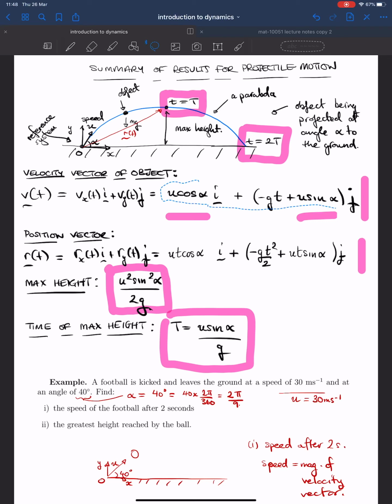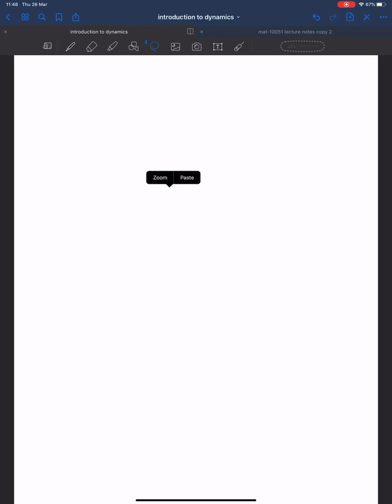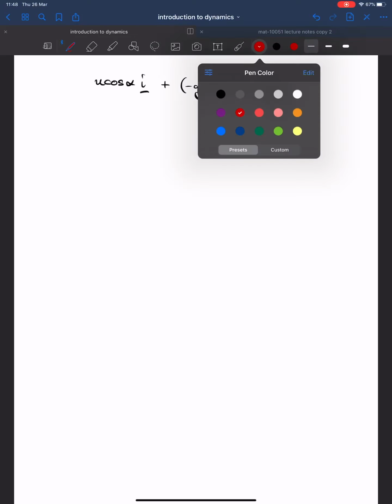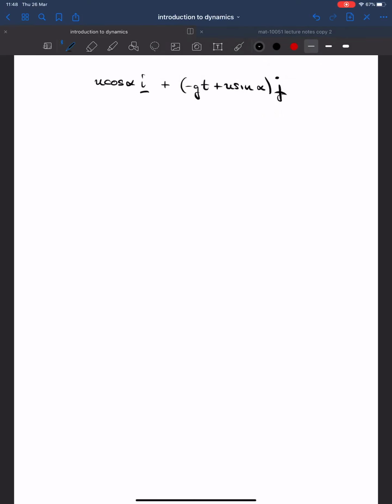Again, know how to derive these things. It is very useful and it will help you in the future as well if you ever encounter more mechanics in the program. So you have your velocity vector, which is this. Good.